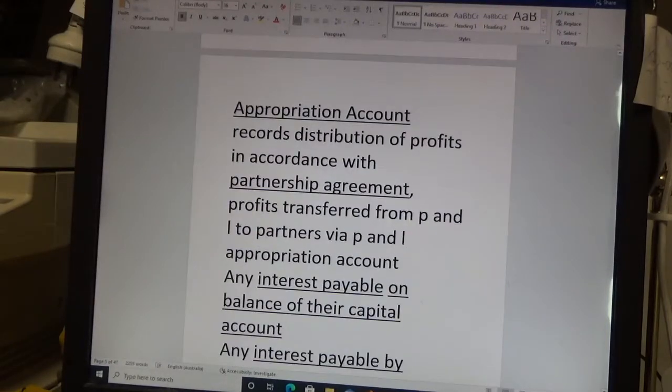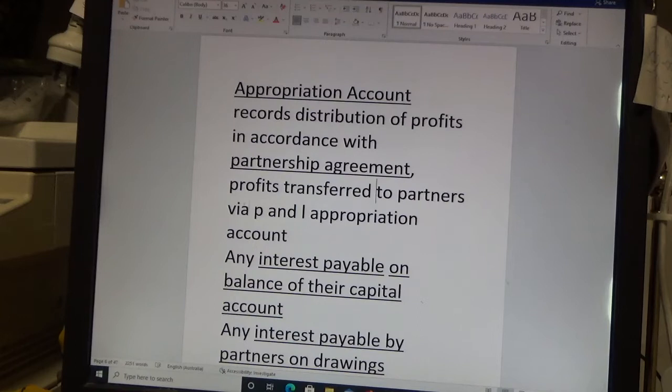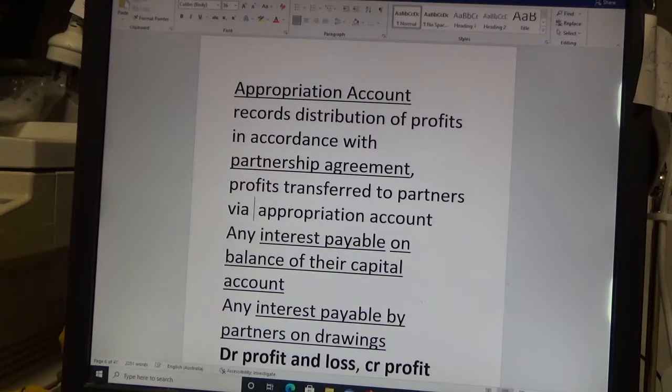Now, the appropriation account outlines how profits are distributed in the partnership agreement. It's a T-shaped ledger. Profits are transferred. I shouldn't even say P&L because we don't have financial statements, so get rid of that. Profits transferred to partners via appropriation account. That's a bit better.